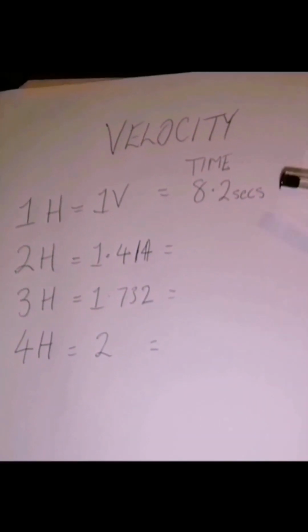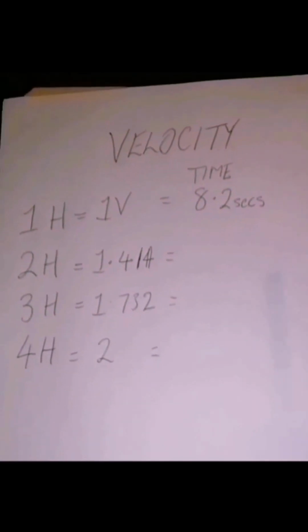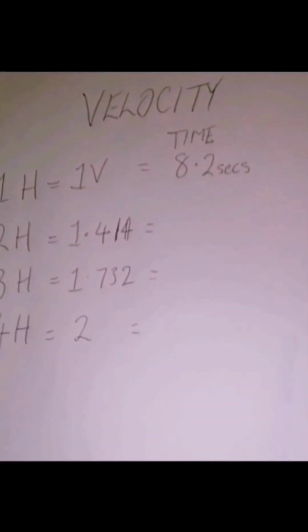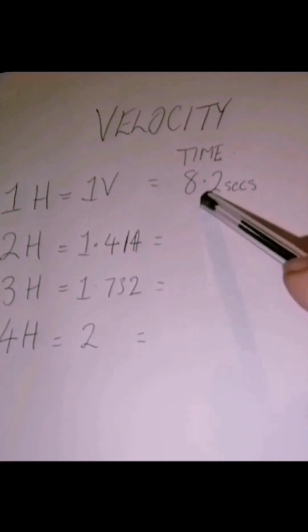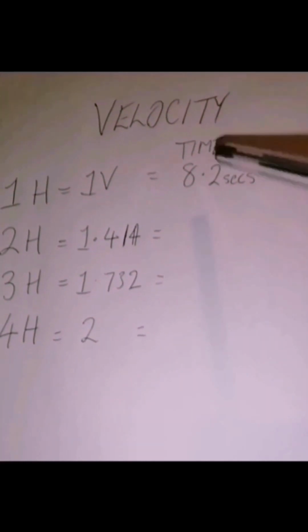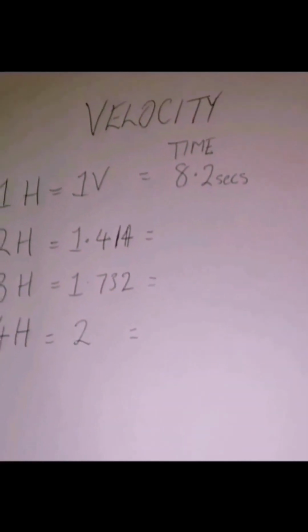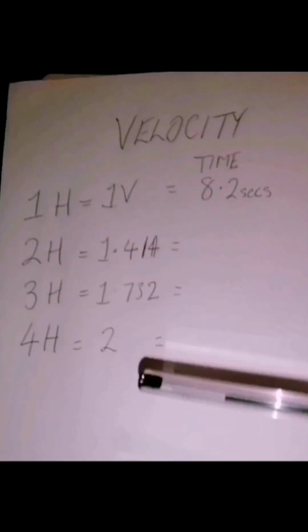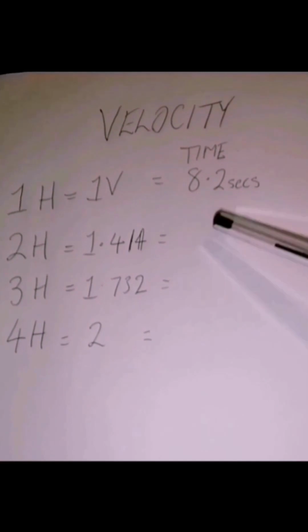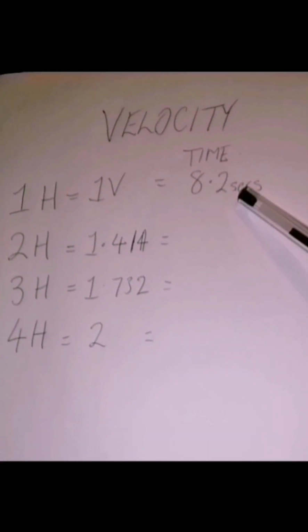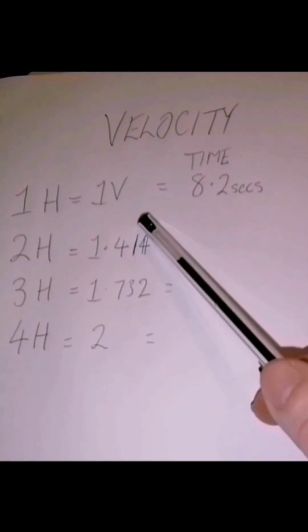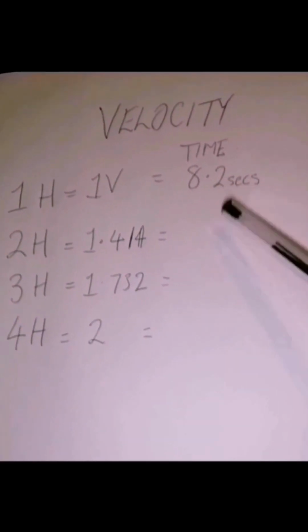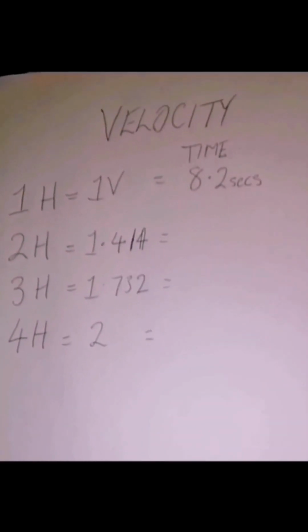From the first cropping, we get 8.2 seconds. When I'm editing the video, I can see it down to points of a second, but when you make the video, it just goes to the nearest second. But all this can be verified anyway. So we're getting 8.2 seconds for 1 velocity. So we'll make some predictions from that.